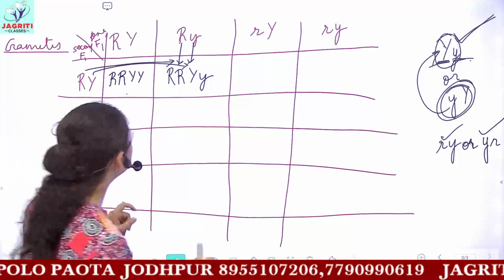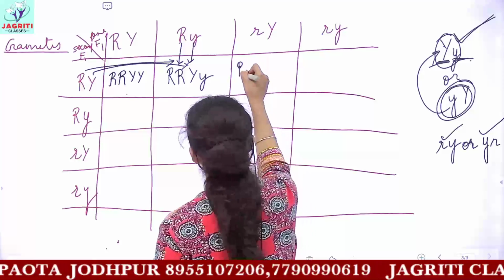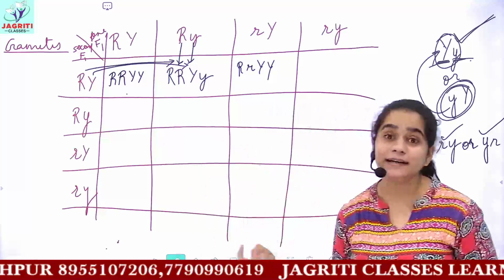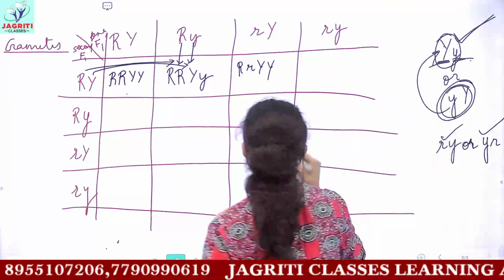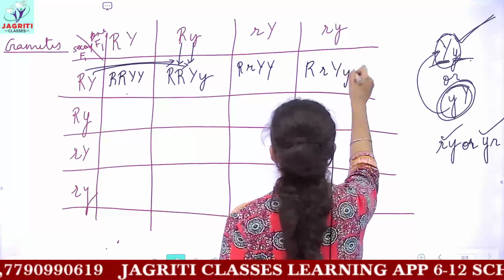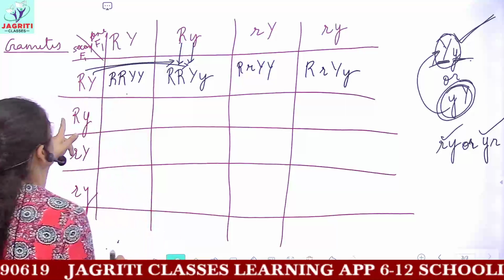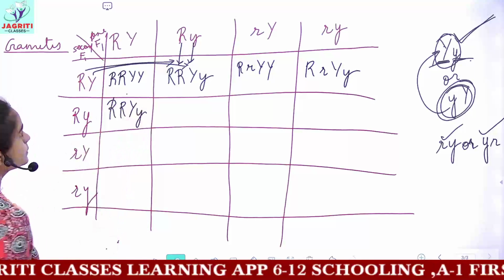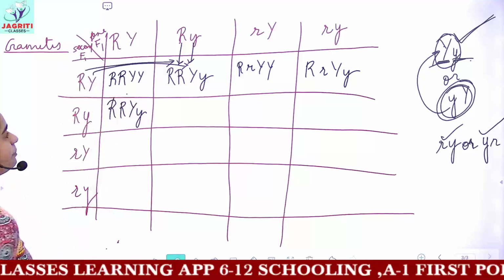Now we will be completing the table. In this it would be capital R, small r, capital Y, capital Y. Now you can complete the table in your notebooks too. So here I would be getting capital R, small r, capital Y, small y. In the next, you see what we will be getting. We will be getting just one small y, and the rest all would be capital.